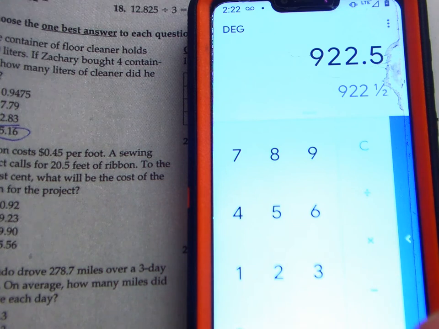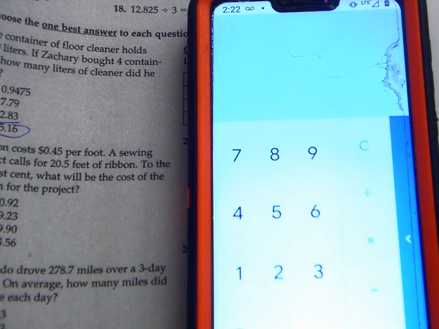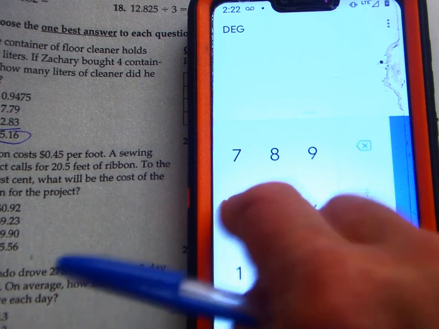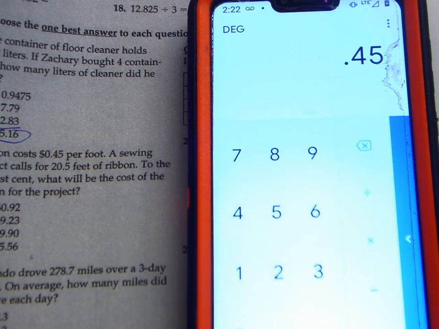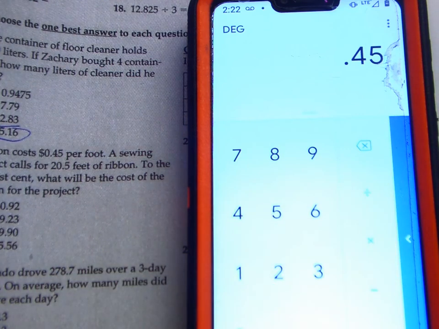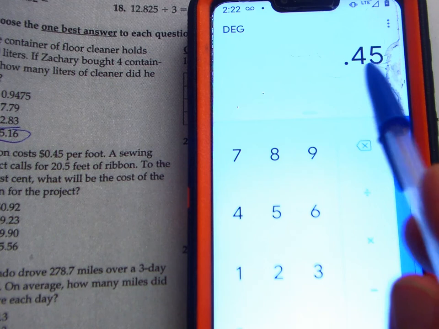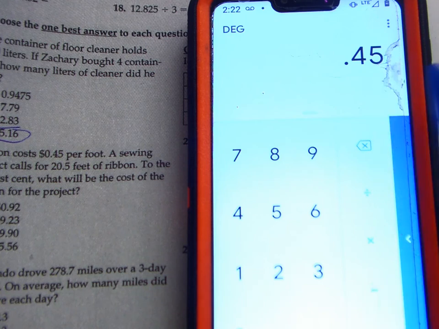Okay, let's see if I forgot to put a decimal point. Do it again. Here I go. 45, I want 0.45. Did I not put the point? I think I put 45. You can do it that way, but then you have to change your cents to dollars. Okay, 0.45, it's really $0.45. I said 45 cents. Same thing.